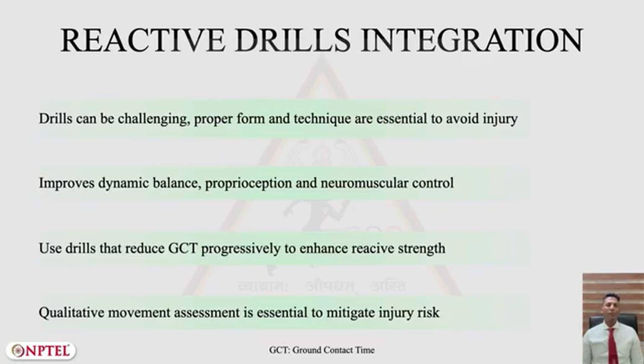A few examples include simple pogo jumps, quick repeated hops, bilateral as well as unilateral, and drop jumps with immediate takeoffs. These drills also improve dynamic balance, proprioception, and neuromuscular coordination under high-speed loading. Qualitative assessment, observing knee valgus, trunk lean, or any compensatory strategies, is critical to avoid reinforcing faulty patterns.